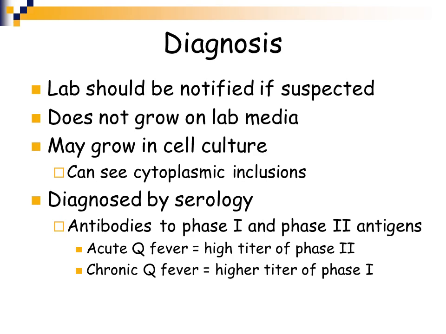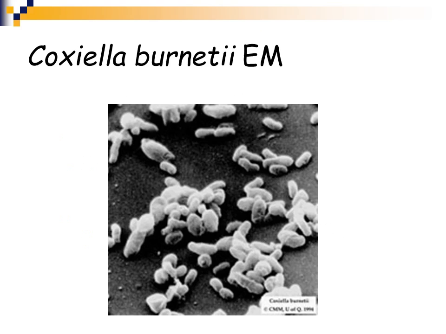So for Q fever, you'd have antibodies to both phase 1 and phase 2 antigens. And an individual that has acute Q fever would have a high titer of phase 2 antigens. And an individual with chronic Q fever would have a high titer of phase 1 antigens. Here's an electron micrograph of Coxiella burnetii, and you can see little teeny tiny rods.